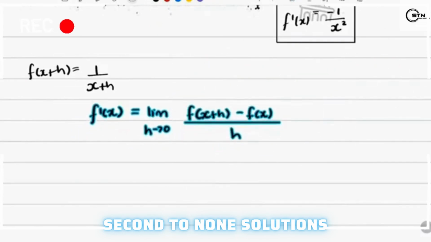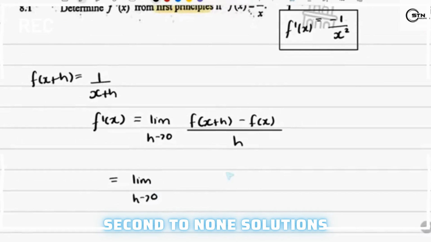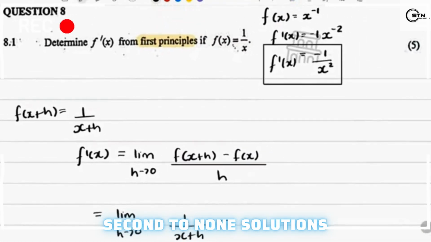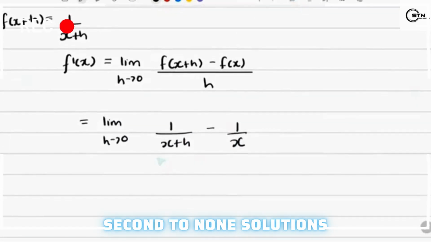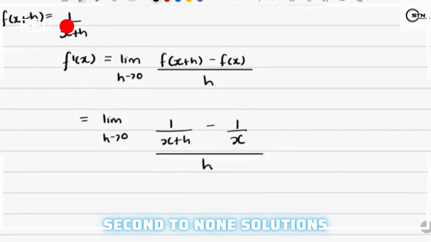So we're saying f prime of x is equal to the limit as h approaches 0. You'll keep writing this until you get to the substitution. This is f of x plus h, so we put 1 over x plus h, and then minus f of x, which is 1 over x that we have there. And all of this is being divided by h.